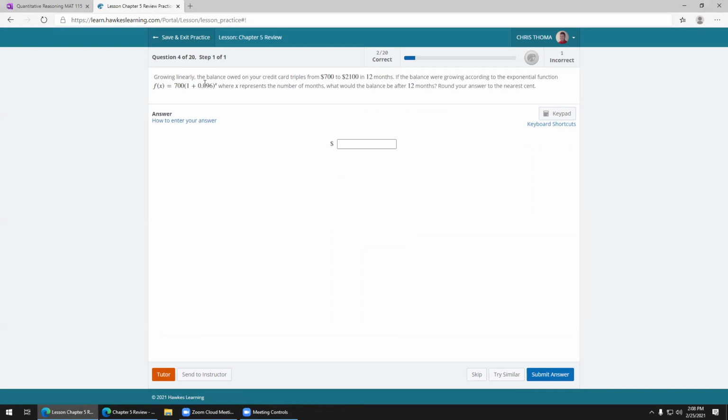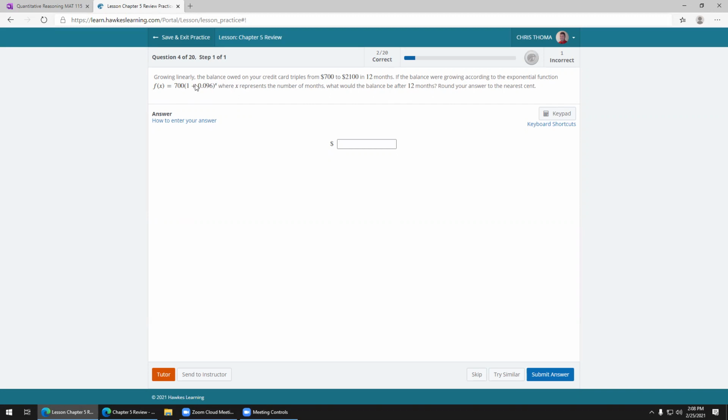So, growing linearly, the balance owed on credit cards goes from 700 to 1,200 in 12 months. So this is an exponential function where x represents the number of months. What would the balance be after 12 months? So you put 12 in here.